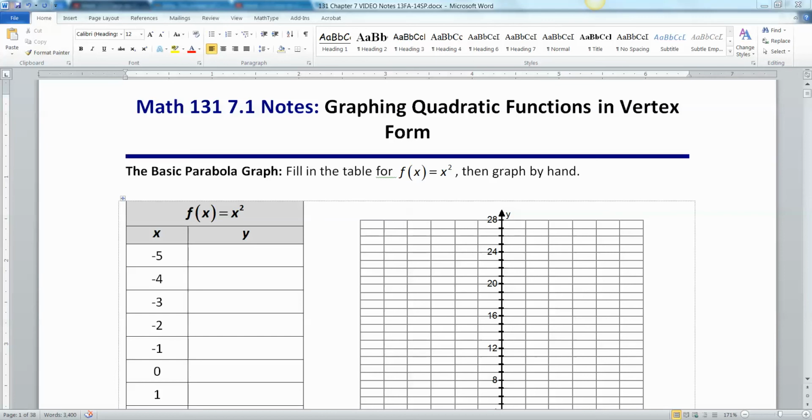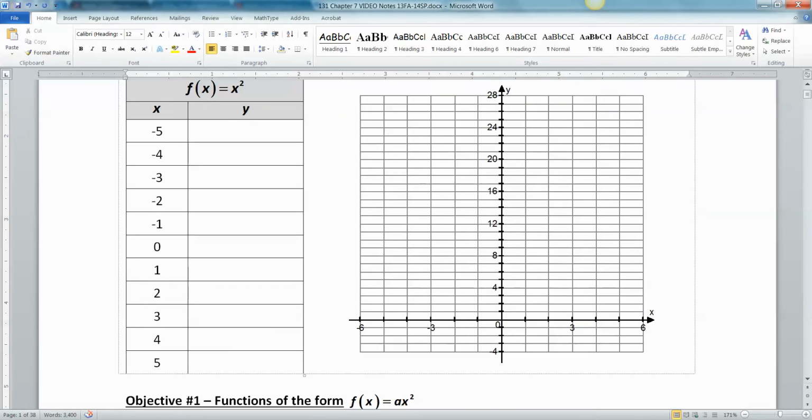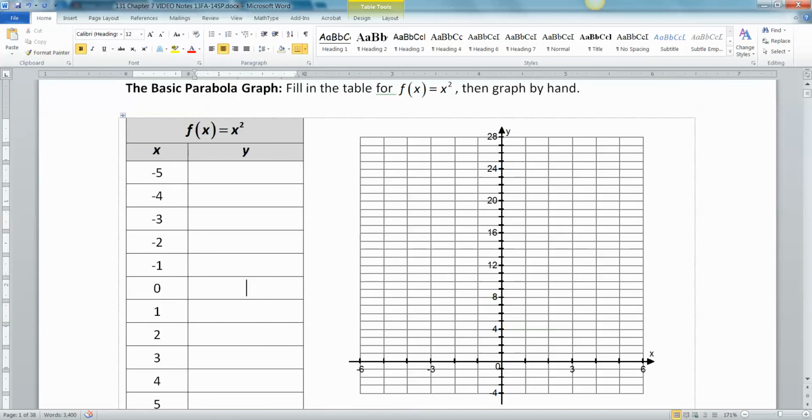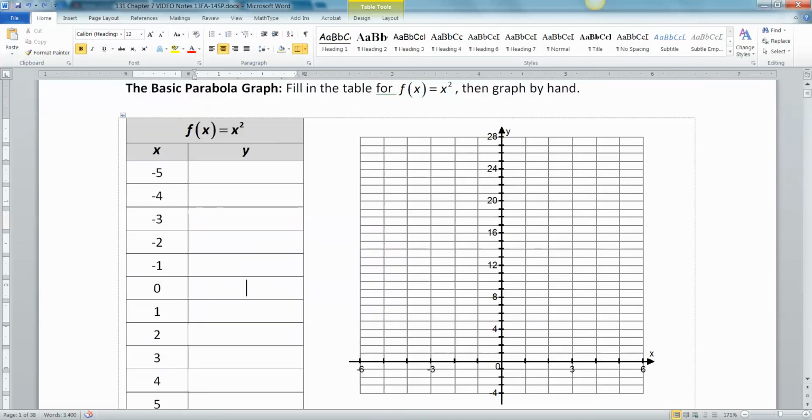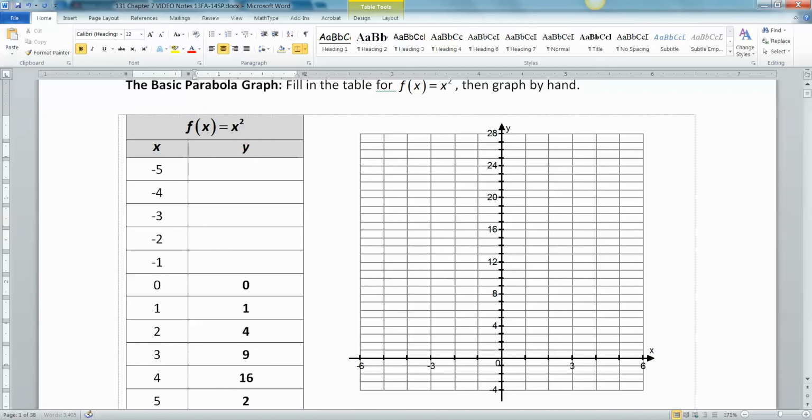So let's start with the basic parabola graph, which is f of x equals x squared. Let's see what that looks like. We can probably fill in this table by hand. We don't need a calculator or anything for this. You're going to be inputting these x values into f of x to obtain y. So 0 squared is 0, 1 squared is 1, 2 squared is 4, 3 squared is 9, 4 squared is 16, 5 squared is 25.